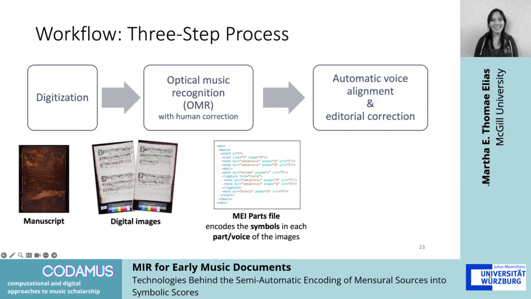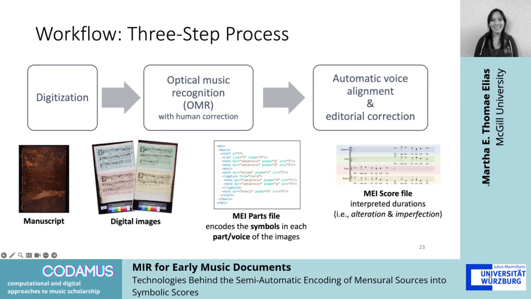It will give you a symbolic file, an MEI parts file that encodes the symbols in each of the parts or voices that are in the original manuscript. But as you know, when dealing with mensural notation and encoding the symbols, just the pitch and the note shape is not enough, because of the previous explanation. To provide the full information regarding the note duration and to obtain the score properly lined up, we also need to encode all the imperfections and alterations. So we need this third step that gives us the score.